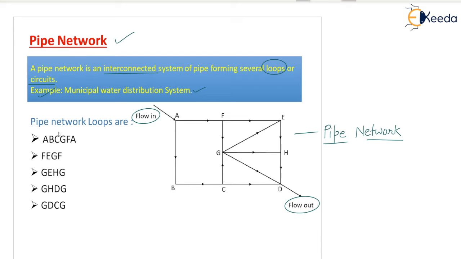So here we are having loops. Pipe network loops are closed loops. You can see the first one is ABCGFA, this loop. Second one is FEGF, this loop. GHG, this loop. And GHDG, this loop. And last one is GDCG, this loop. So individually there are 4 to 5 loops you can see here, and one bigger loop also you can see.